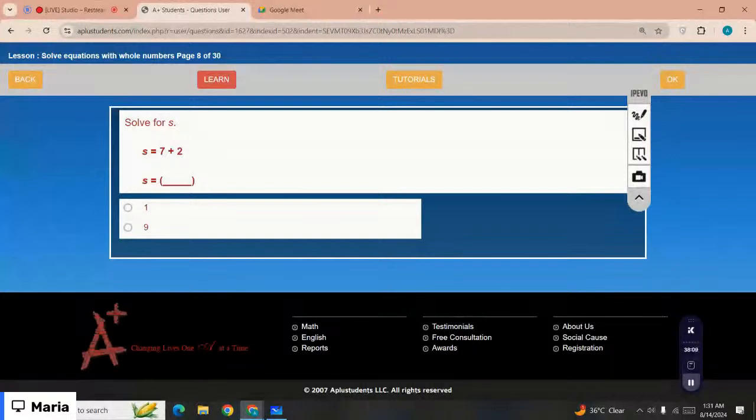Solve for s. S equals 7 plus 2. So which is the correct option? The correct option is 7 plus 2 is 9. Option number 2 is the correct option. Got it?